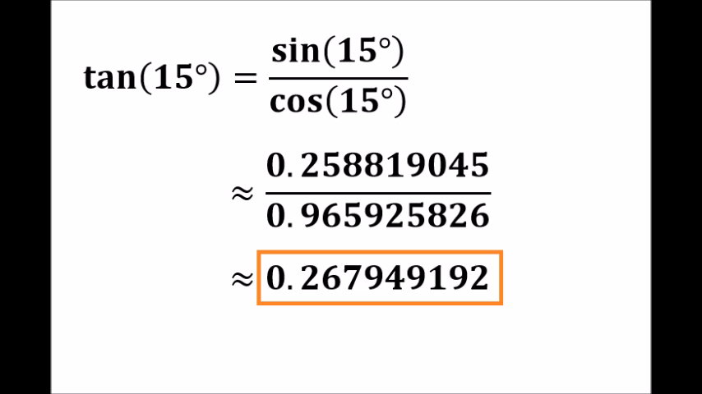Tangent is defined as sine over cosine, so that is calculated here using the values from the past 2 slides. These are indeed the same numbers shown earlier in this lesson. If your calculator has built-in trig functions, pushing 15 tan should get you the number boxed in orange. Just make sure your mode is in degrees, not radians.